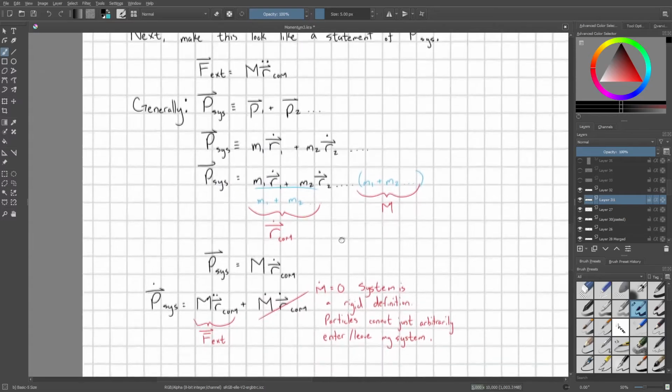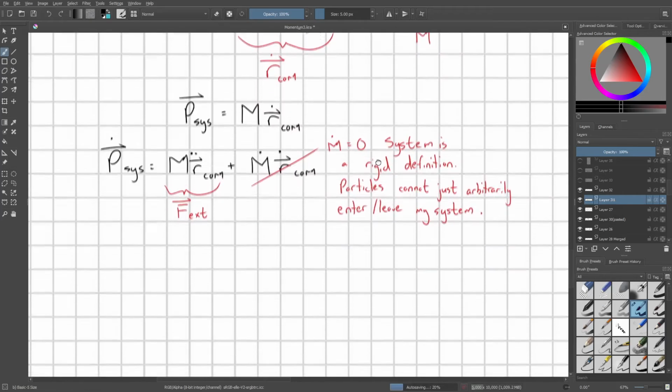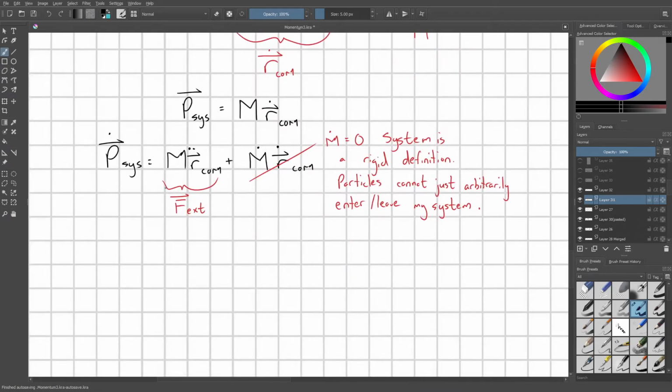All right, we already showed before that this term right here is just equal to F external, that guy right there. That's a really bad arrow. That's okay. So that's equal to F external. What about this term here? Remember, this guy goes to 0.